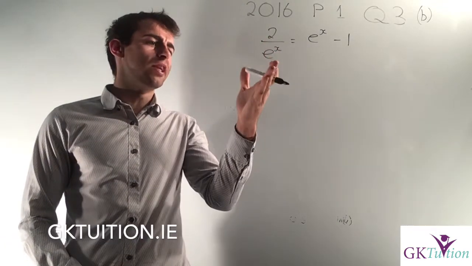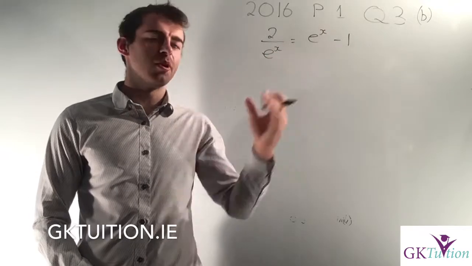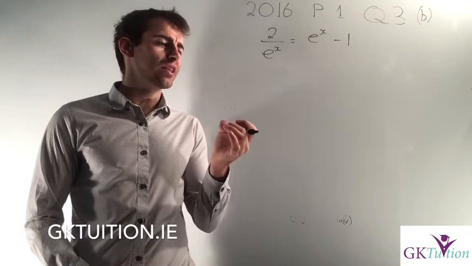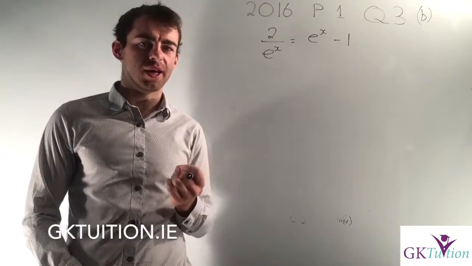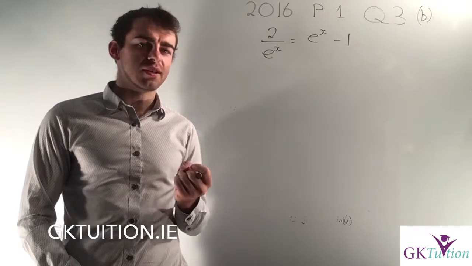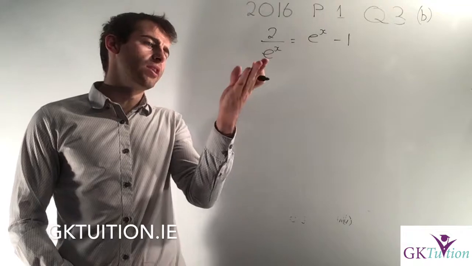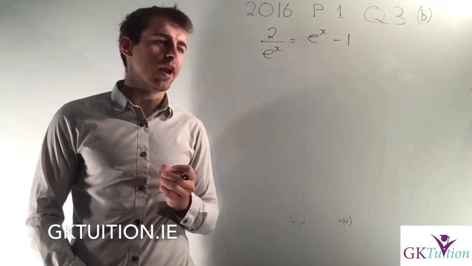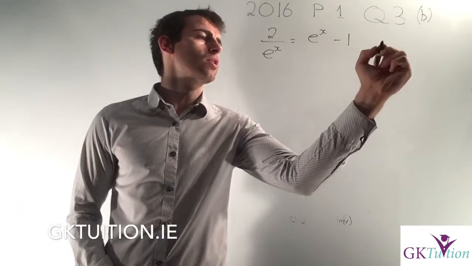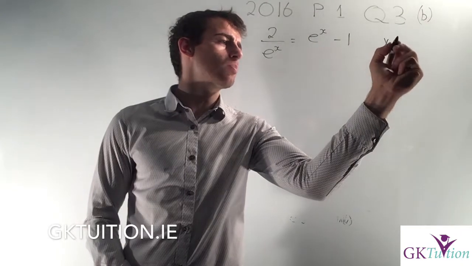So I have 2 over e to the x is equal to e to the x minus 1. I just need to ask myself, what is my immediate complication? My immediate complication in this case is that I have a fraction. So what do I need to multiply this by in order to get rid of my fraction? Well, in this case, I want to multiply both sides by e to the x.